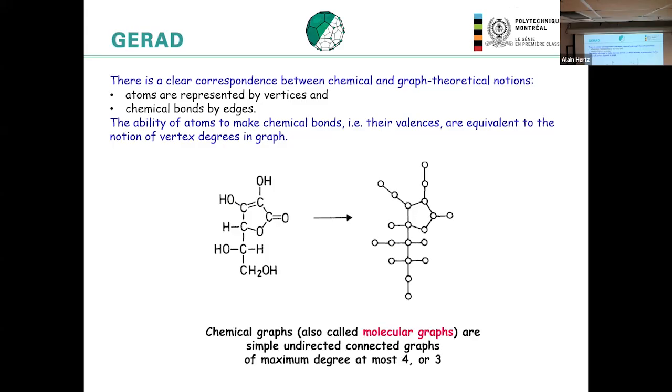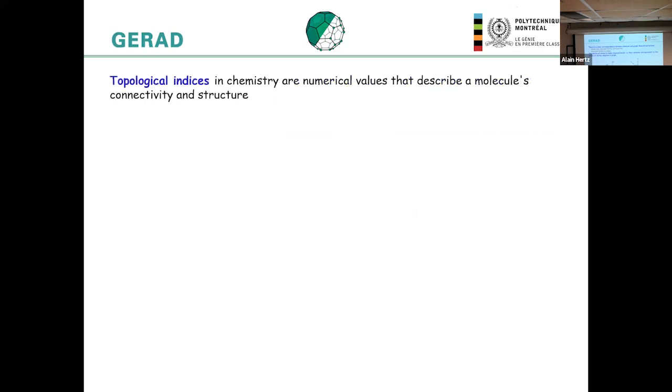So for example, you have here a molecule that is represented very straightforwardly as a graph. Okay. So a chemical graph is a kind of graph that has some basic properties. First of all, it is simple. It means that you have no loop, no edge that links a vertex to itself. You have no parallel edges. And I will speak about this a little bit later.